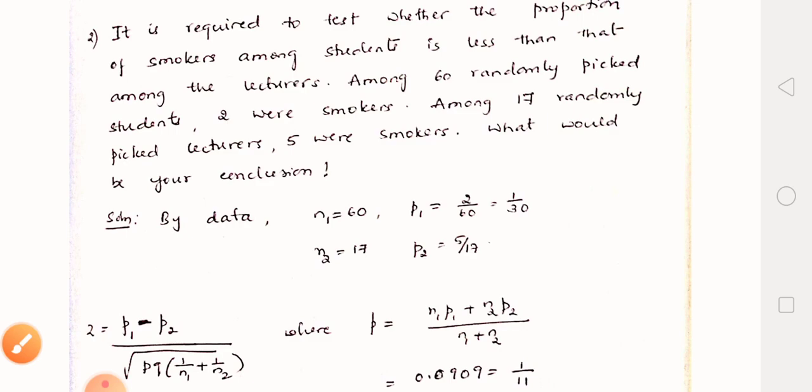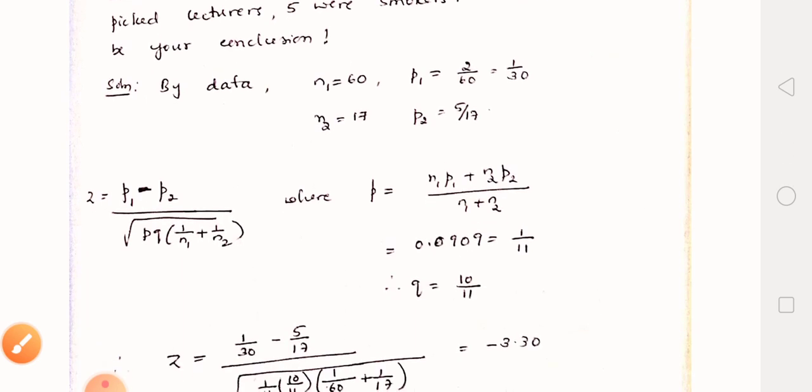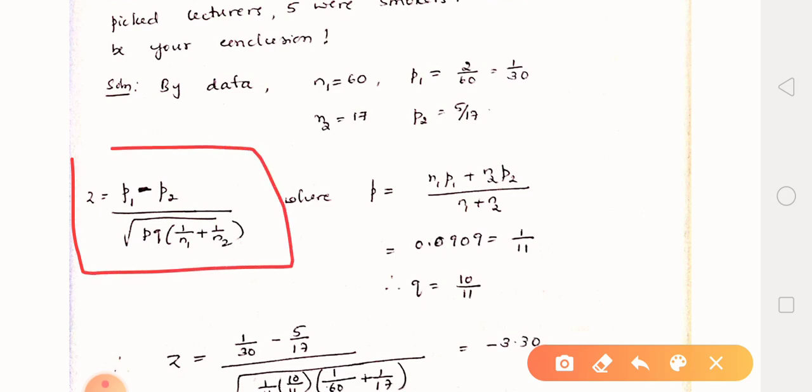Since we have two proportions for two samples, we will calculate Z using the formula P1 minus P2 divided by square root of PQ into 1 by N1 plus 1 by N2, where P is N1 P1 plus N2 P2 divided by N1 plus N2. We get this as 1 by 11. So Q is equal to 1 minus P, which is 10 by 11.